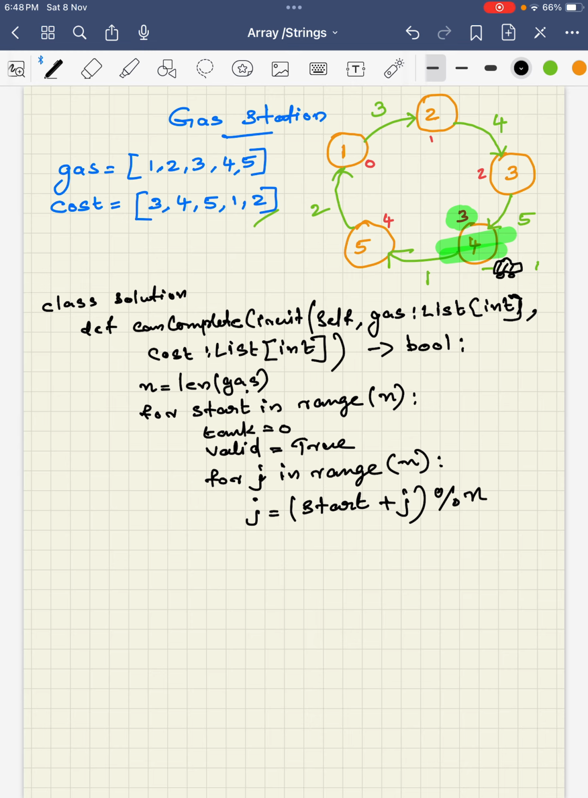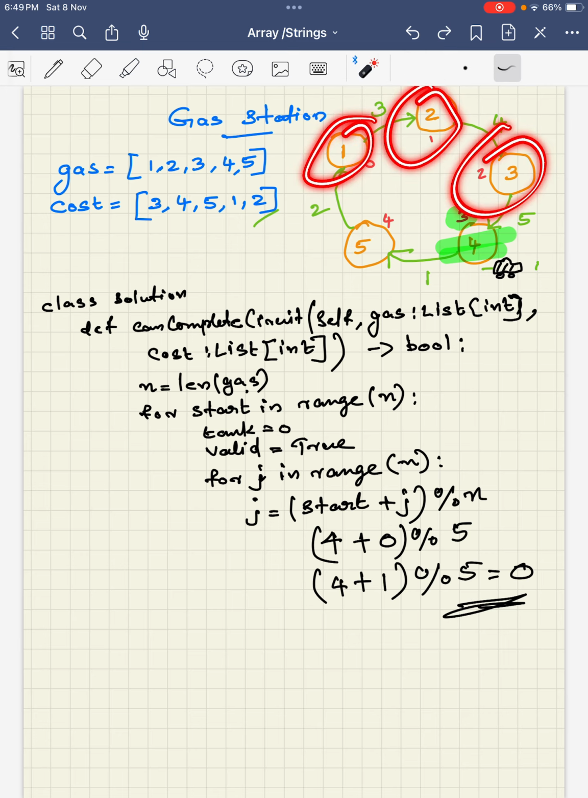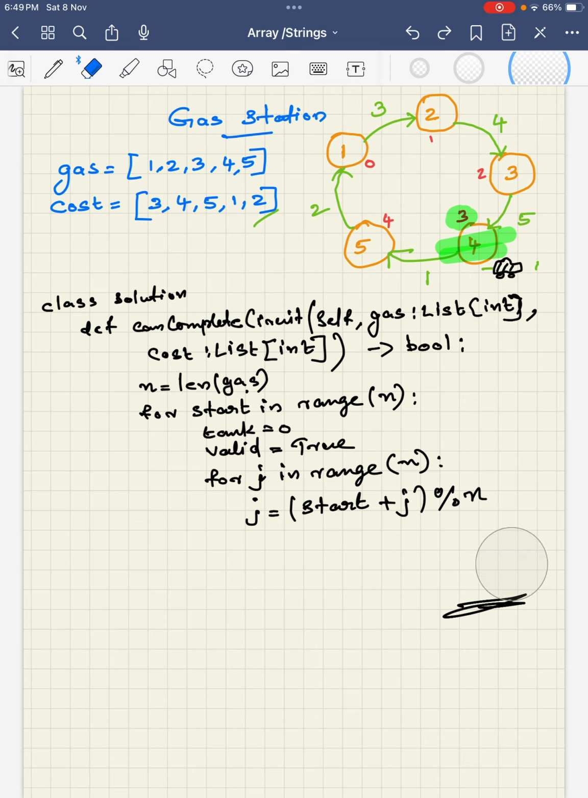So in this fashion, if the start is some fourth index and j is initially 0, with modulus of 5, the next would be 4 plus 1 modulus of 5. Here it will be the 0th index, here it will take the 0th index, and then the next particular point. But if you did not update j in such a fashion, we will not be able to reach those particular array elements. That's why this step is important.